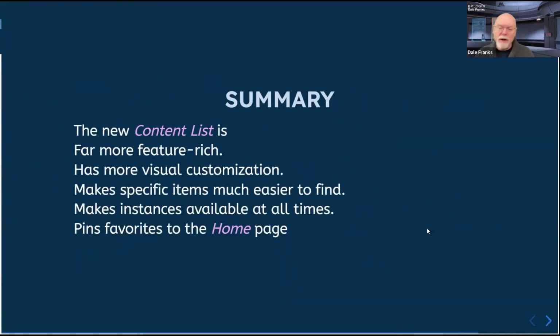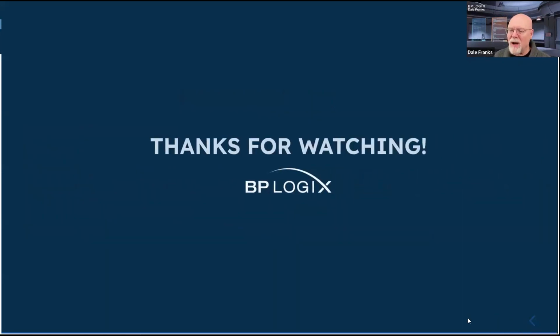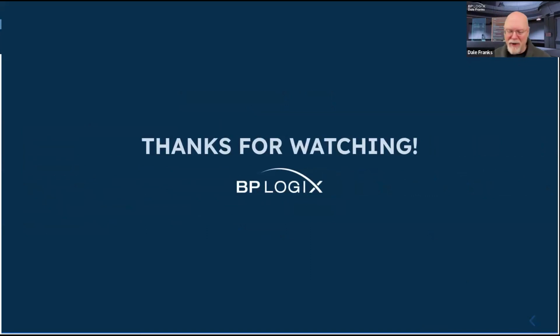All right, it's 10:32, so I guess it's time to wrap up. The new content list is way more feature rich than the old content list was, has a lot more visual customization than was available. The searching and filtering makes it so much easier to find items, and also having instances available at all times, especially if you're an admin on a production system, does make your life a lot easier because you can go directly to the instances without having to open up the objects. And of course, just pinning favorites to the homepage makes the whole thing far more convenient for your use.